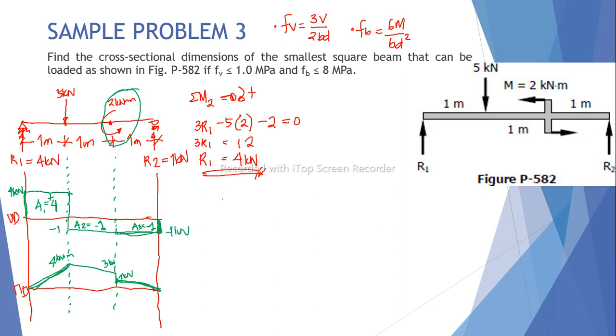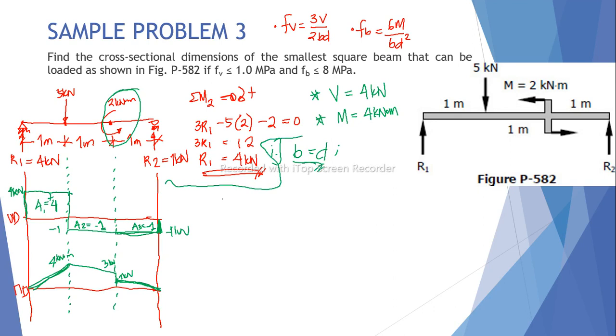Okay. So we can now use our V and M. So our maximum shear is 4 kilonewton. Maximum moment is also 4 kilonewton meter. Okay. So we can now solve the size. Take note that our base is equal to the depth. So for unity in this design, we will just make the base equal to the depth.